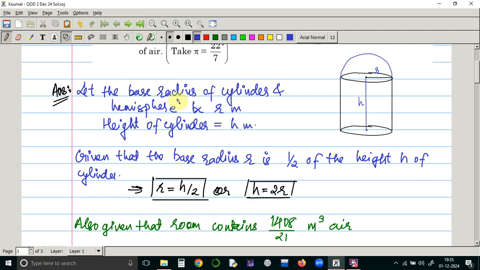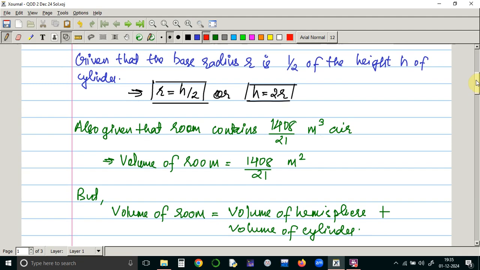Let the base radius of the cylinder and hemisphere be r centimeter. They both have the same radius because the hemisphere is surmounted on the cylinder, so they are sharing the same radius. And let the height of the cylinder be h meters. So height is h and radius is r. We assume these two things. Given that the base radius r is half of the height of the cylinder, this is the relation we are getting between h and r. So r is equal to h by 2 or h is equal to 2r.